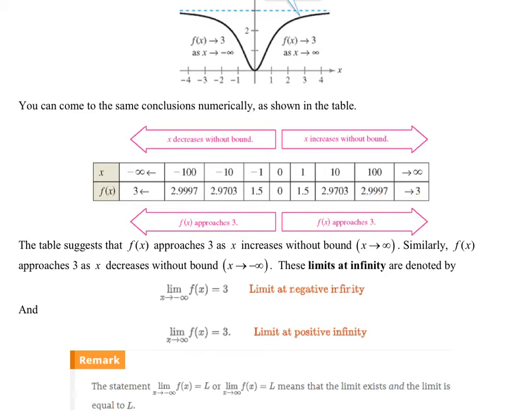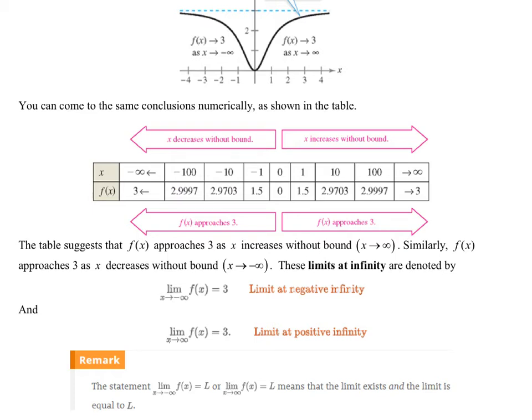As I go to the left, I plug in -1, -10, -100. Look at what's happening to my y values. My y values, again, are getting closer and closer to the number 3. So my x is the one growing without bound. My x is the one decreasing without bound. My y is the value that's actually stabilizing now, okay?